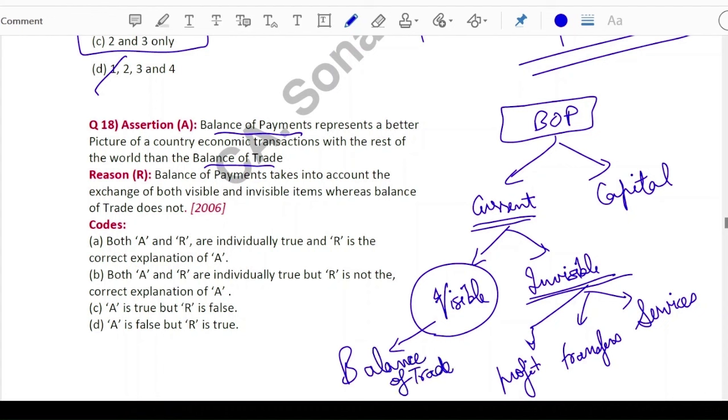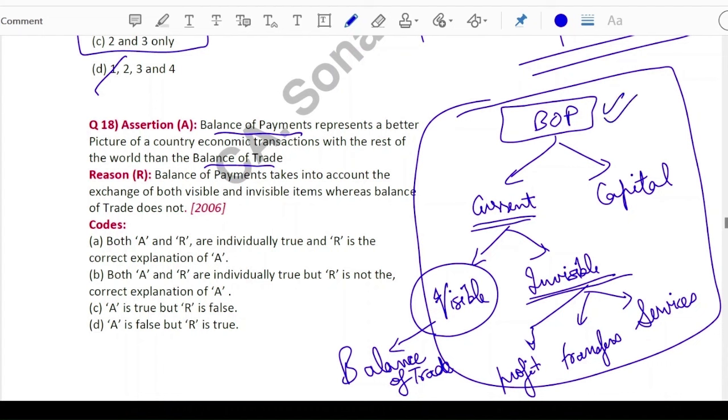And the whole transactions are linked to the balance of payment. So if there is more import in visible goods than the export, then there is a deficit in the balance of trade. First statement, balance of payment shows the better picture, yes, because it's a broader one. Second reason, balance of payment takes into account the exchange of both invisible and visible items, yes, it considers invisible, so it's a reason for the assertion. So answer is A.